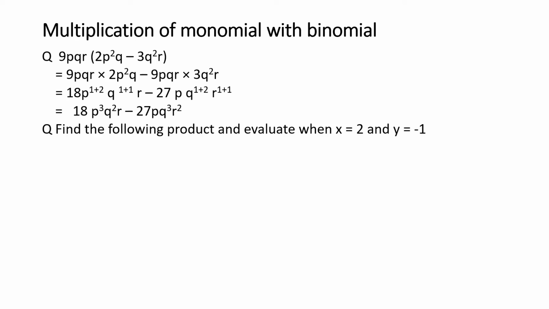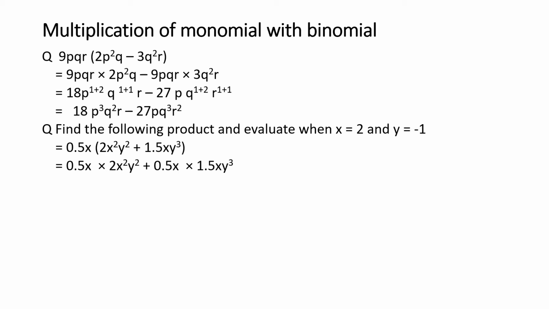The next example I am taking here: find the following product and evaluate it for the given values of the variables. The question which I am taking here has two variables x and y. Now this is the same, the multiplication of monomial, that is 0.5x, with the binomial 2x square y square plus 1.5x y cube. The method is same. The monomial has to be multiplied with both the terms of the binomial separately.